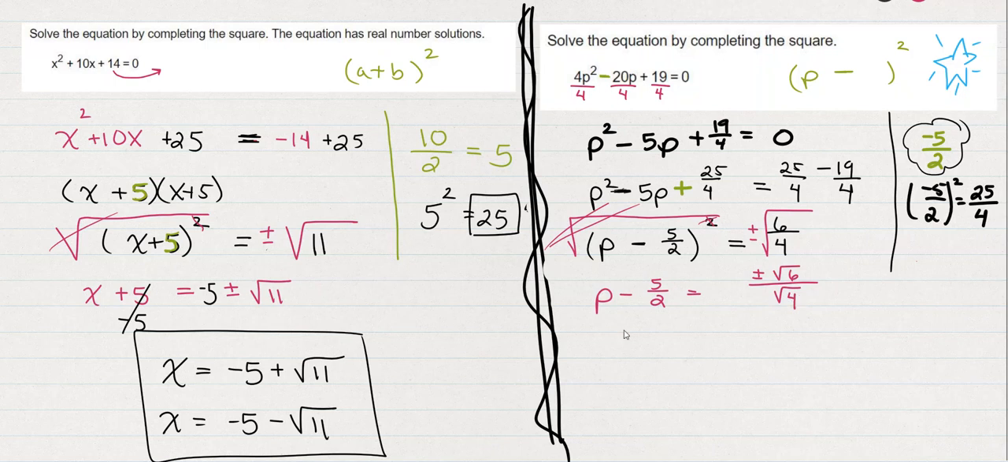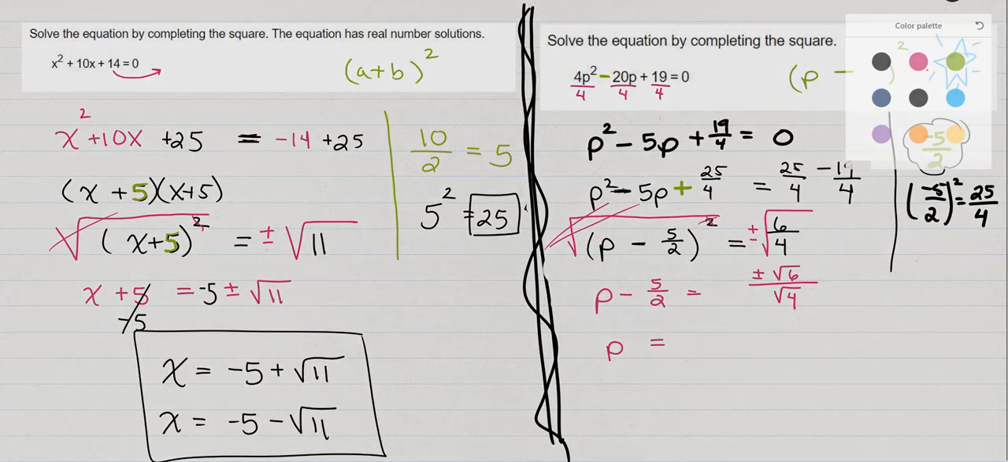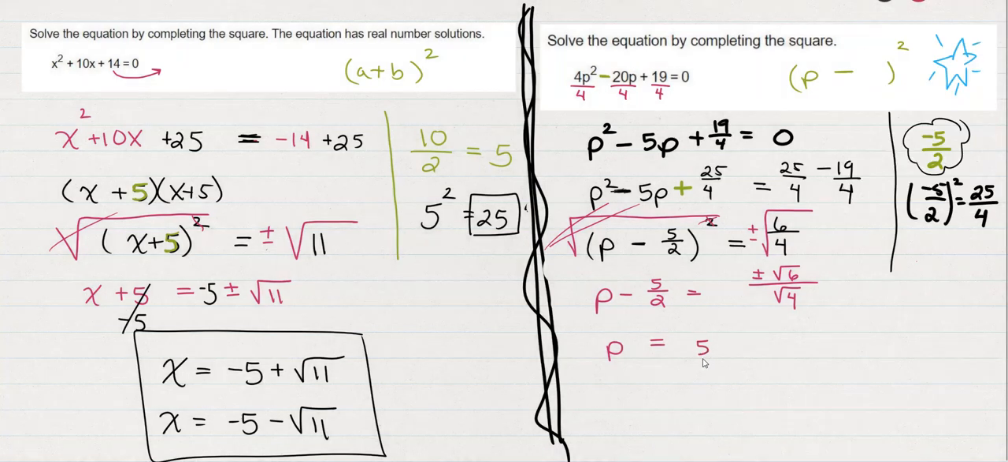That square root of 4 is just 2, and then when I add 5/2 to both sides, I'd have p equals 5/2. Let me write that on 2 lines. There's no reason to squeeze it in. So add the 5/2 to both sides, plus or minus the square root of 6 over 2. And now I can simplify that because it's a fraction with a common denominator. I get 5 plus or minus the square root of 6 all over 2.